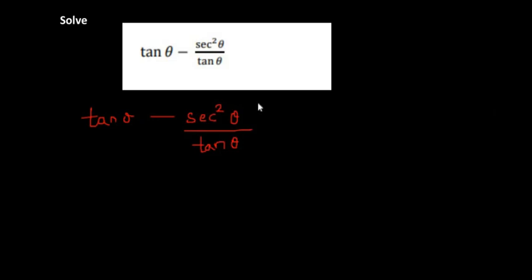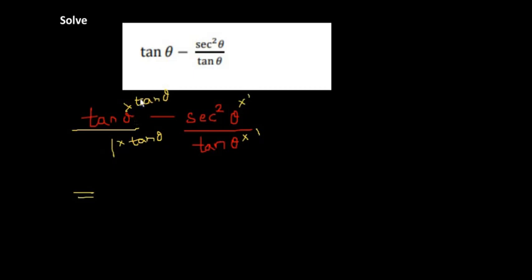So the first thing which comes to mind is to take the LCM. Here I'm going to multiply with tan theta, and here also I'm going to multiply with tan theta, because here tan theta was there, and here I'm going to multiply with 1, and here I'm going to multiply with 1.